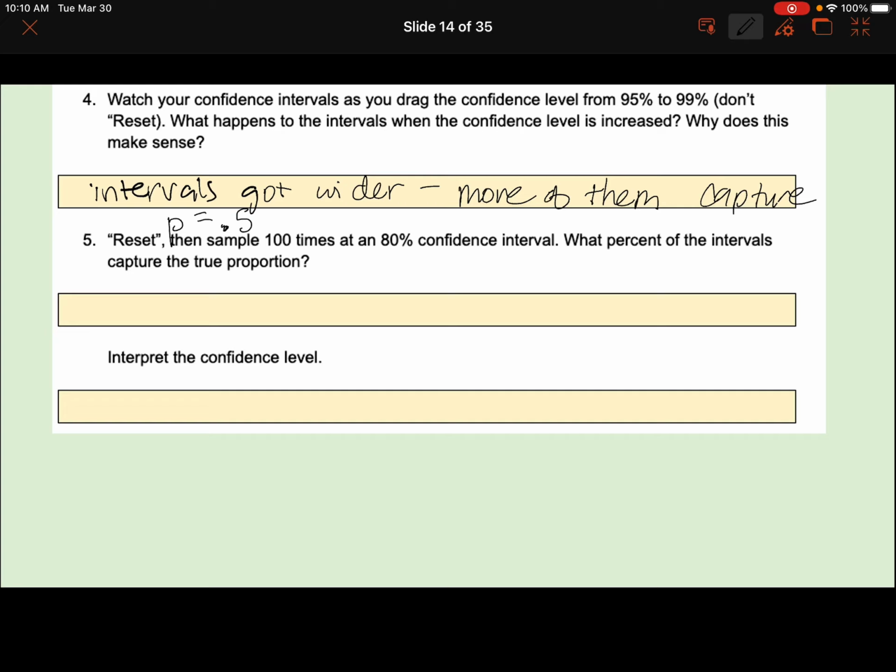All right, reset it and then sample 100 times at an 80% confidence level. What percent of intervals now capture your true proportion? Hopefully you're getting something similar to 80%, maybe 81, maybe 79, maybe a little further off from 80, but should be pretty close to 80. Okay, so what this is going to tell us is that 80% of the intervals contain the true proportion.